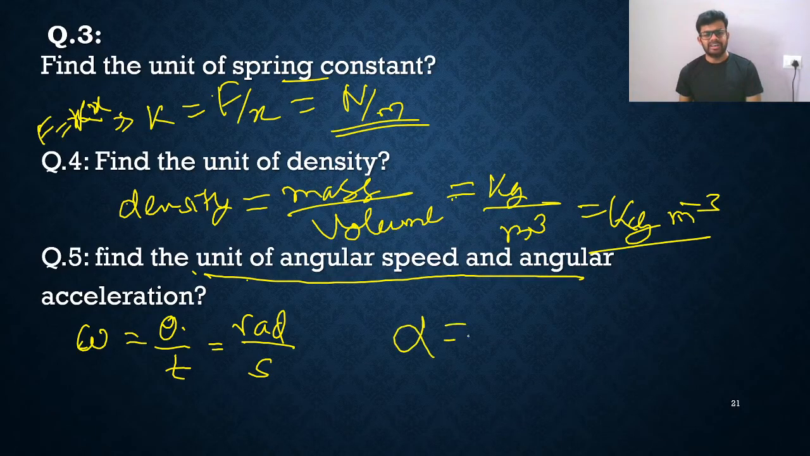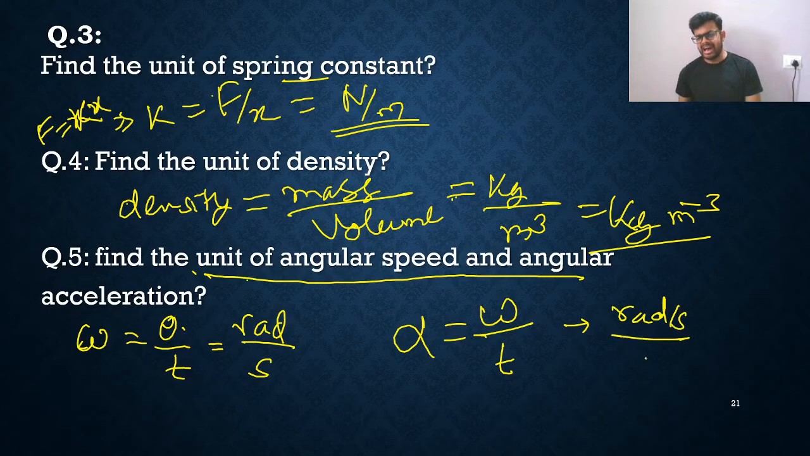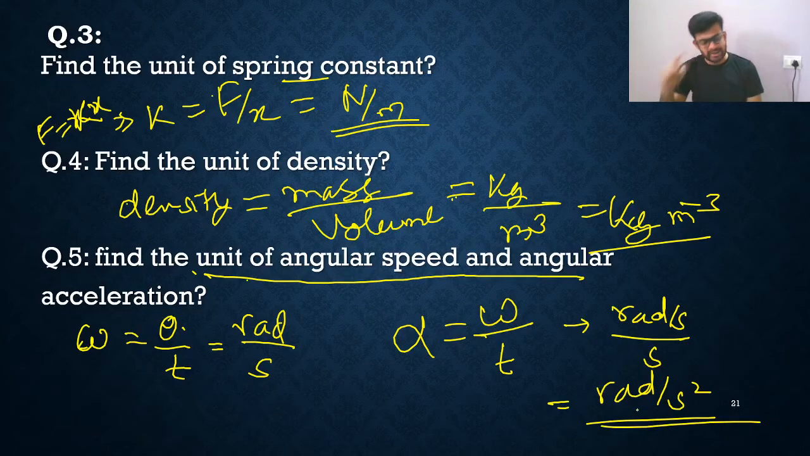Next, angular acceleration alpha. Acceleration is velocity by time, so similarly, angular velocity divided by time. So you directly write its unit. Radian per second is omega, and divide by second. So you are getting radian per second square. That's all. So this is the unit of angular acceleration. These are the 5 questions we have solved.